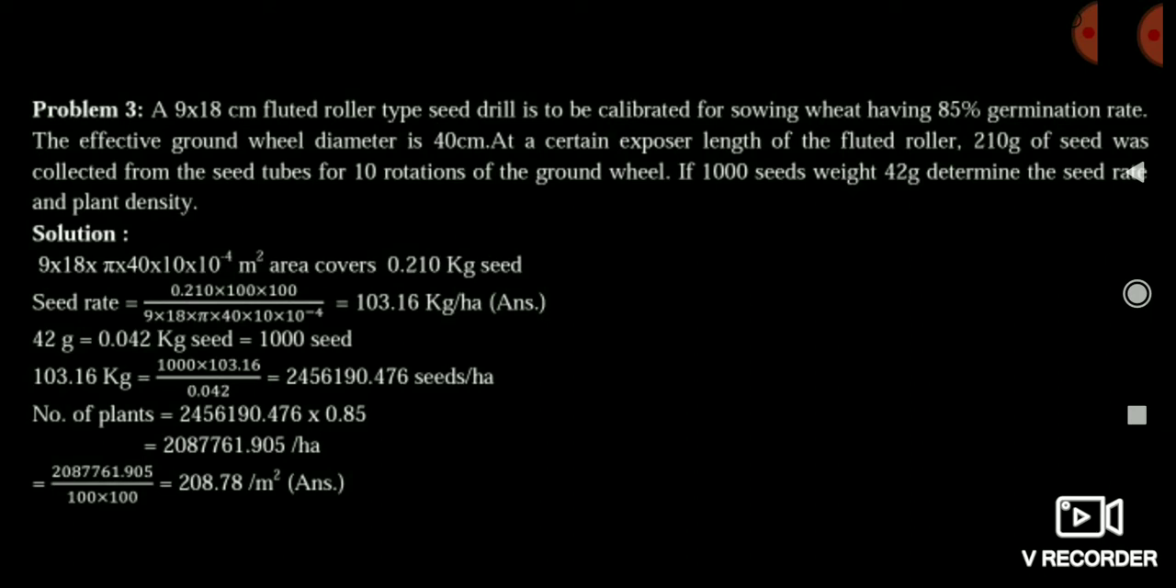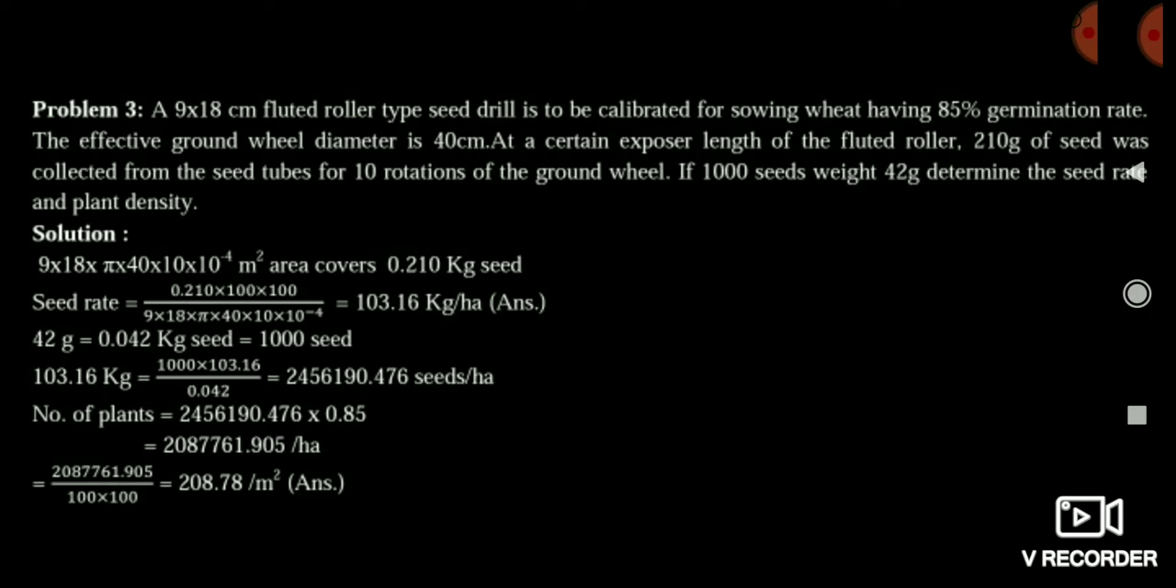So total width is 9 into 18 centimeter, the germination rate is 85% and the ground wheel dia is 40 centimeter. It is saying that 10 kg of seed was collected from the seed tubes for 10 rotations of ground wheel, and 1000 seeds weight is equal to 42 grams. It is asking to determine the seed rate and plant density.